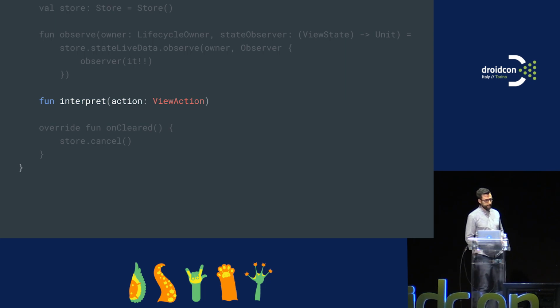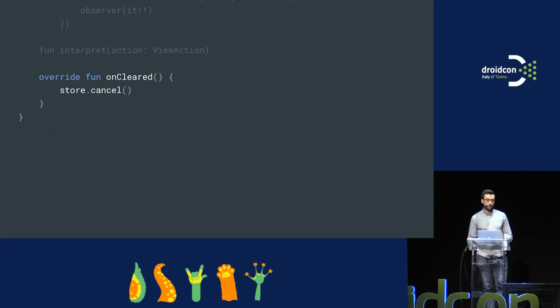Similarly, we get this interpret function because we want to make sure that everyone that extends that view model will have to implement the interpret function. We want to make it simple for everybody to have the same function called everywhere in those view models, so it's easy to then read the code in different view models, right? And the benefit that we have with the view model from architectural components is that we have this onCleared function that allows us to cancel the jobs that are going to run in the store. We'll go into a bit more detail later on what this cancel in the store means.